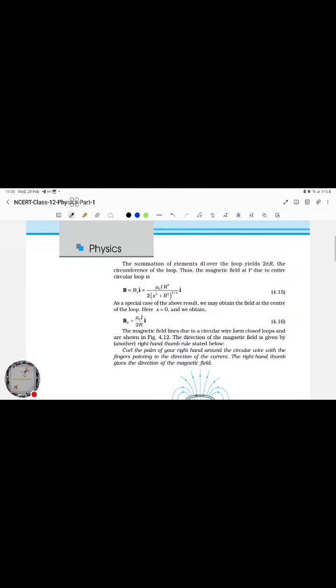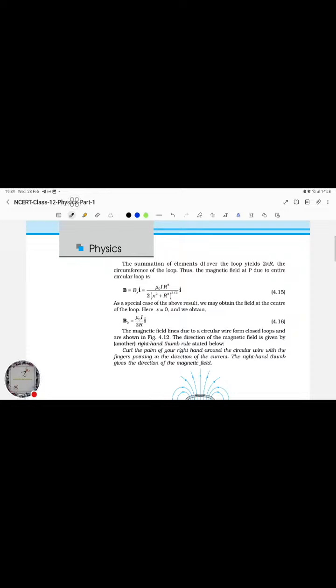So I will take mu naught by 4 pi times I into 2 pi r, the whole times r divided by x square plus capital R square, the whole power 3 by 2. The 2 pi factor gets cancelled over here, and what I'll obtain is mu naught I r square by 2 times x square plus r square, the whole power 3 by 2.